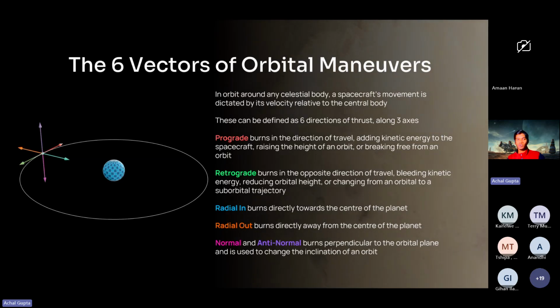Prograde is burning in the direction you're traveling in. So it's like me accelerating, increasing my speed. Retrograde is the exact opposite of that. So I'm decreasing my speed, burning against my direction of travel. Radial in and radial out are essentially burning towards the center of the planet and away from the planet.